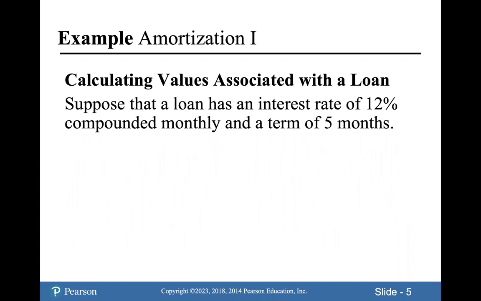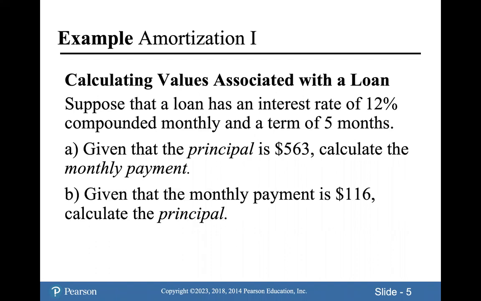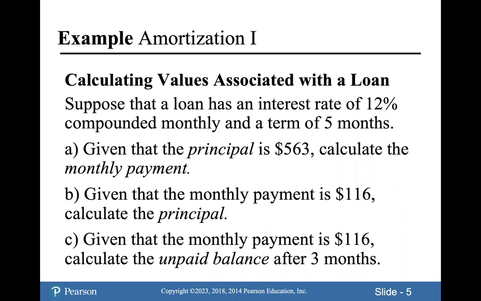As an example, suppose that a loan has an interest rate of 12% compounded monthly and a term of 5 months. First, given that the principal is $563, we'll calculate the monthly payment. Next, given that the monthly payment is $116, we'll calculate the principal. And then finally, given that the monthly payment is $116, we will calculate the unpaid balance after 3 months.